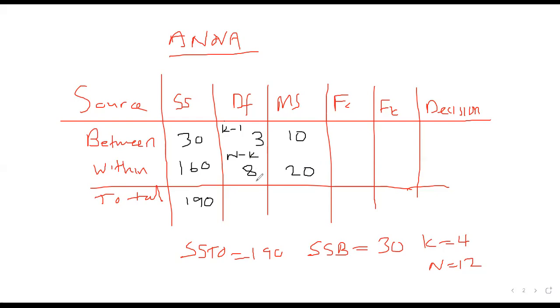Then the degree of freedom for the total is N minus 1. Our N is 12, and 12 minus 1 is 11. Alternatively, just add 3 plus 8, which is 11. So you'll be given the total, you'll be given the between. Then the F calculated is when you divide the mean square between, 10, by the mean square within, 20. So 10 divided by 20, we get 0.5.